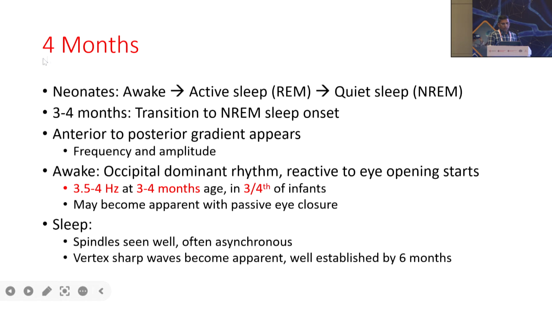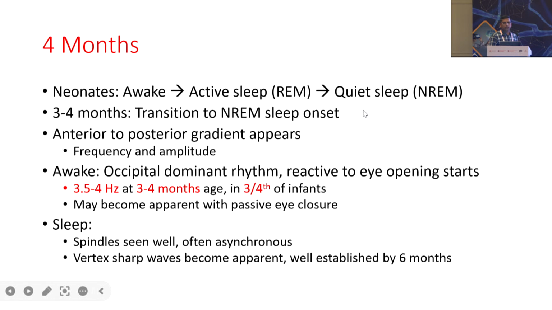So as I said, 4 months is a landmark age for understanding many aspects of maturation. In newborns, the sleep states are different: active sleep and quiet sleep. So instead of REM sleep in newborns, we call it active sleep.